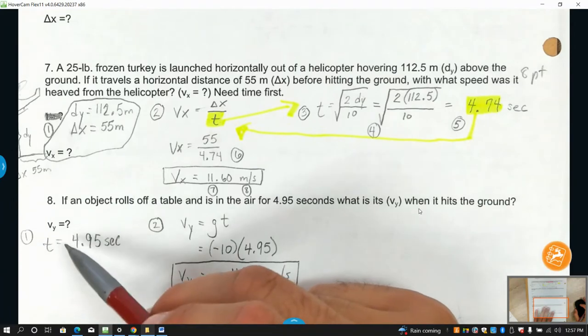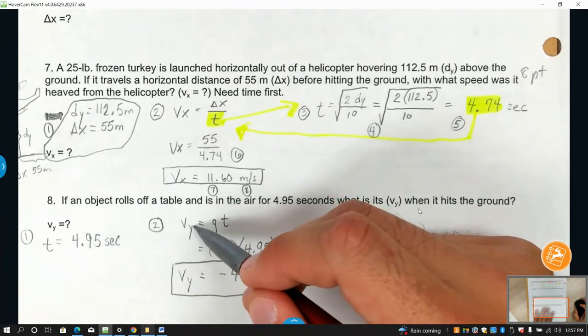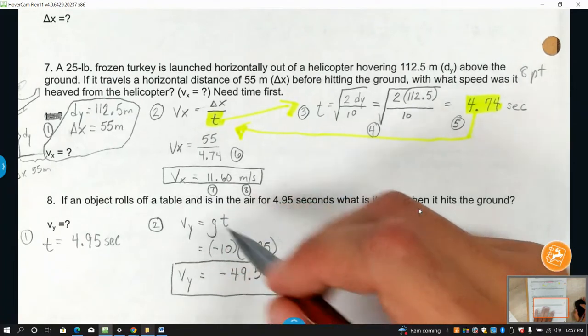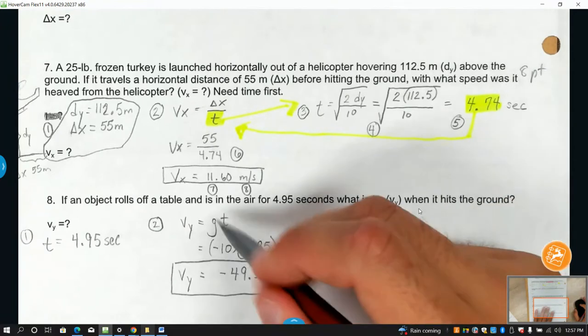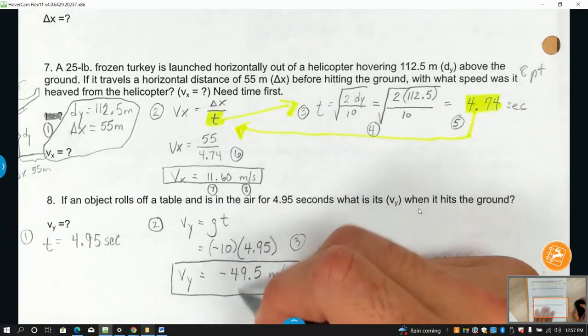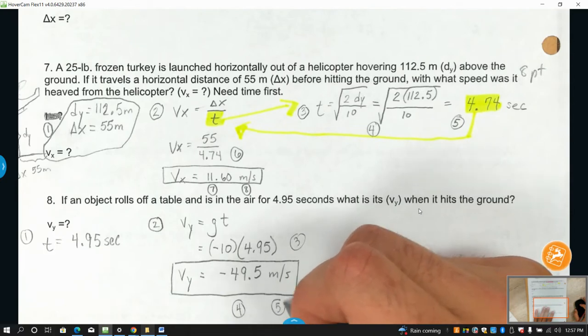So this one is only a 5-point problem. First step, given information and question mark. Second, write the equation to solve for the question mark. Third, plug in the information, put the numbers in the spots where they belong. Fourth, get the correct value, and fifth, correct unit.